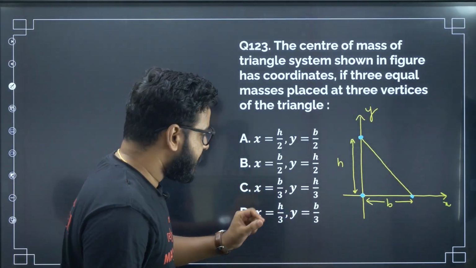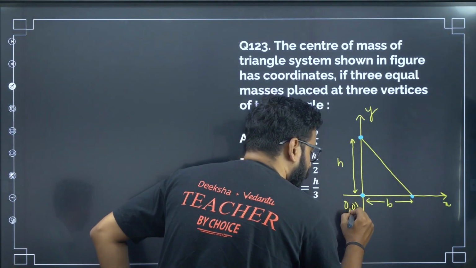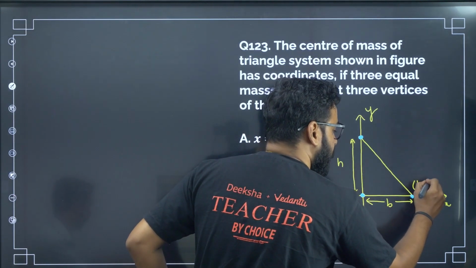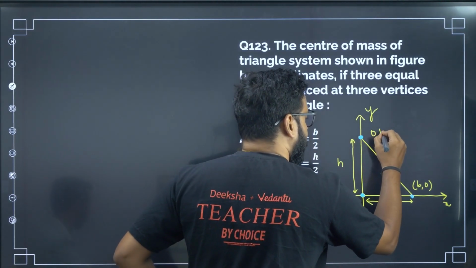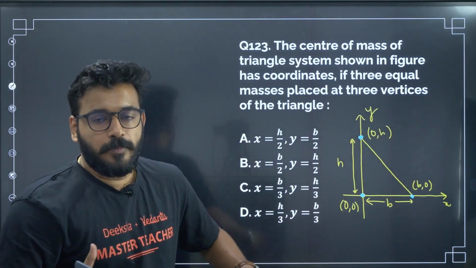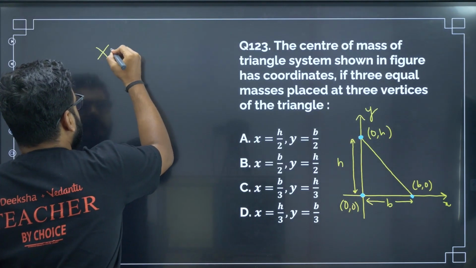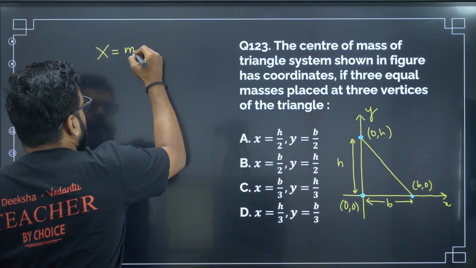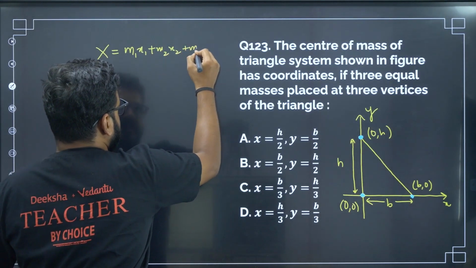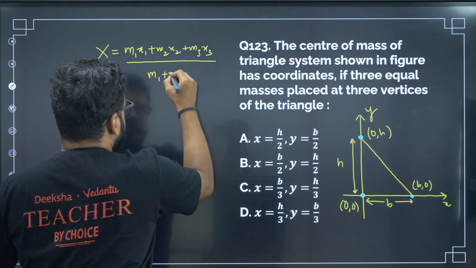Now what is the center of mass? Let us assign a position to each mass. The position at the origin is 0, 0. On the x-axis it is at distance b, so this position is b comma 0, and on the y-axis 0 comma h. Now let's find the x component and the y component of the center of mass separately. First, the x component is given as m1 x1 plus m2 x2 plus m3 x3, divided by m1 plus m2 plus m3.